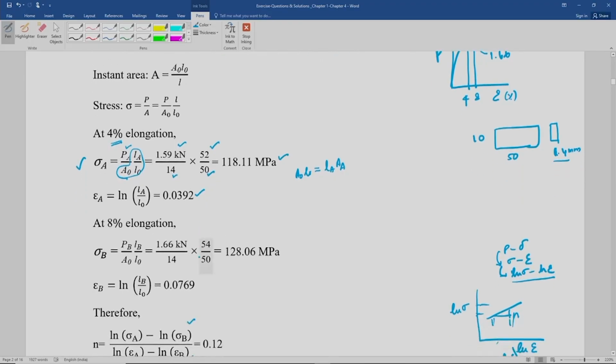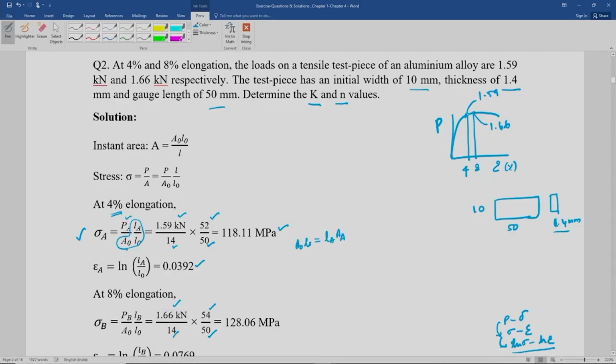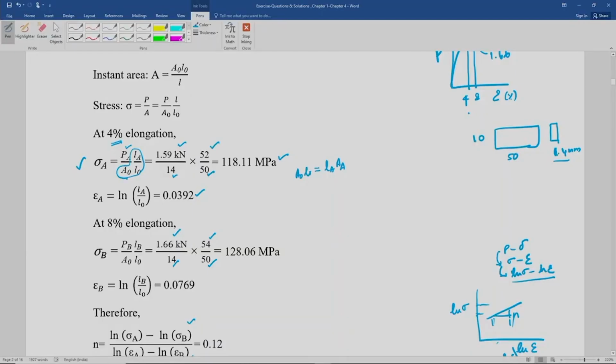Same calculation, do it at 8% elongation. Load is going to be different. Initial dimension is going to be same, 14. Length is also same. Only thing is 8% strain, so 50 will become 54. So that you can substitute here. You will get, of course, a larger stress because of strain hardening. This is the meaning of strain hardening, right? When you move from point A to B, you need larger load for deformation. So you need 1.66 here, as compared to 1.59 here. So there is an increment in load, which is also reflected in sigma A to sigma B, which is nothing but because of strain hardening. So 128.06 you will get.